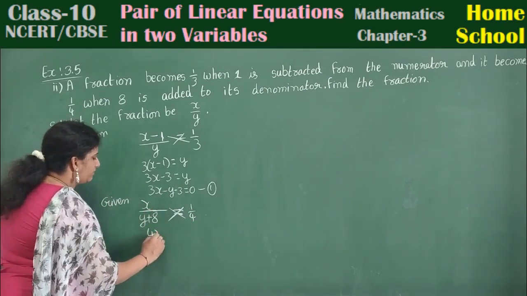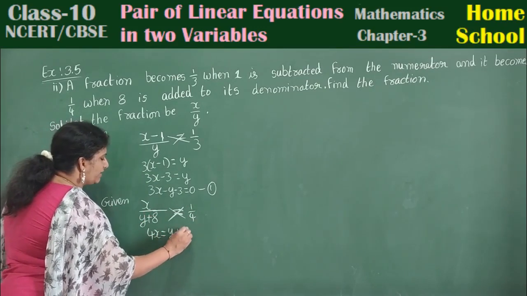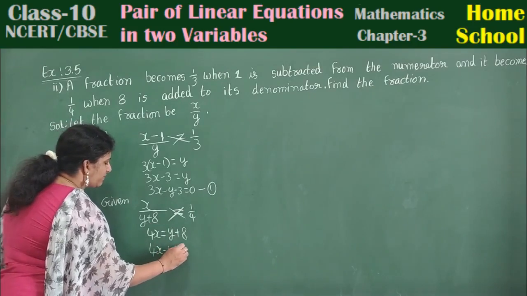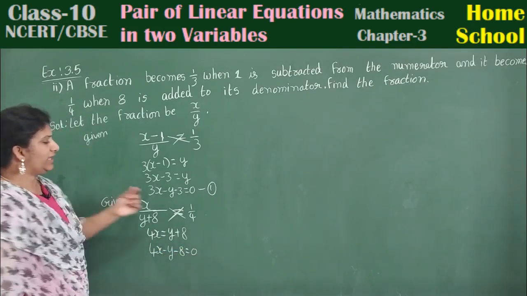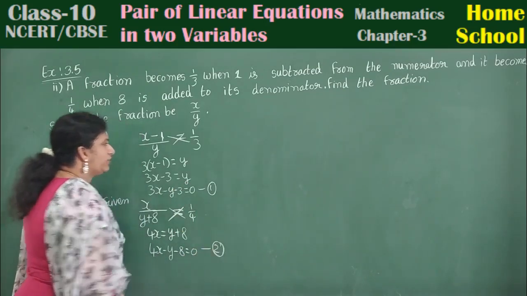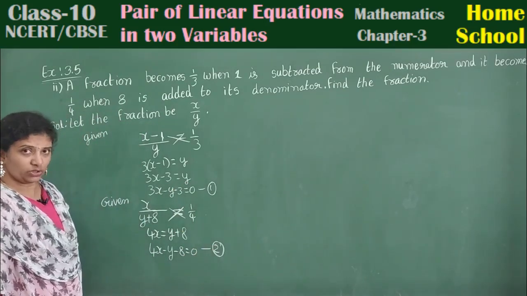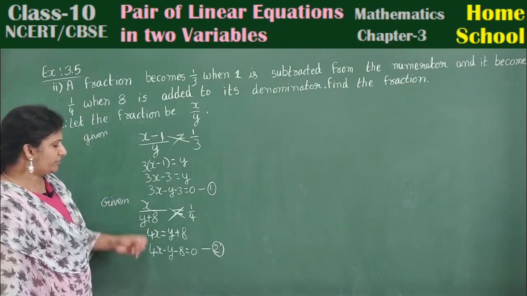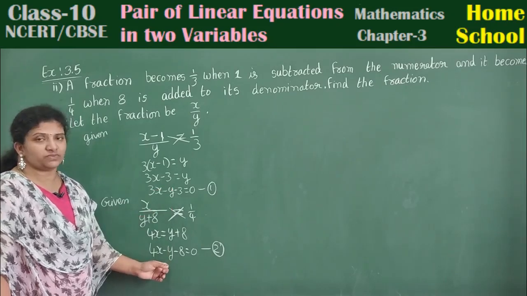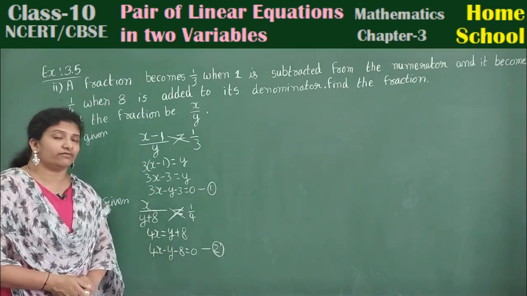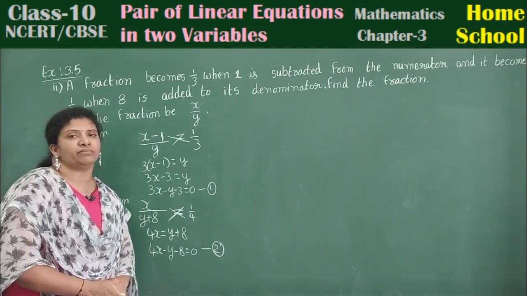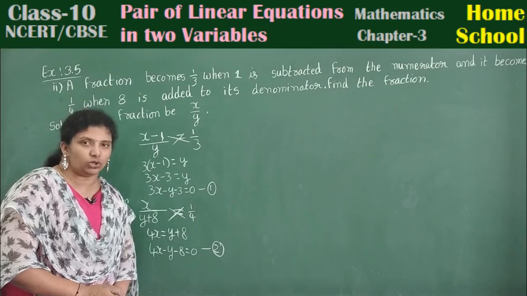Cross multiply. 4x is equal to y plus 8. Bring all this side. 4x minus y minus 8 equal to 0. Or you can leave the numbers this side, children. No problem. So now, will they have any solution? Let us check it out. 3 by 4 is equal to minus 1 by minus 1. 3 by 4 is not equal to 1. That means a1 by a2 is not equal to b1 by b2. They will be having a unique solution.